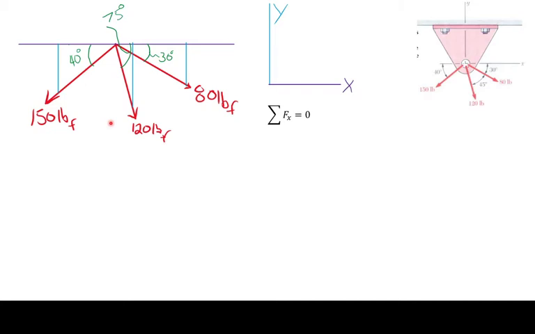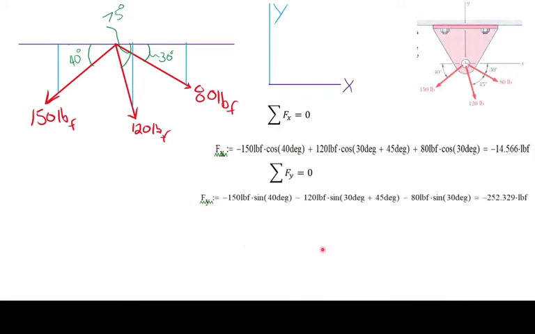Let's go ahead and start our equations here. So this right here is our datum. Anything to the left and anything down is going to be negative. Anything to the right and anything up is going to be positive. Since 150 pounds is going to the left, negative 150 pounds cosine 40 degrees plus 120 pounds, because it's coming to the right, cosine of 75 degrees plus 80 pounds times cosine of 30 degrees, and that gives us 14.5 pounds. Negative, it's going in the negative direction.